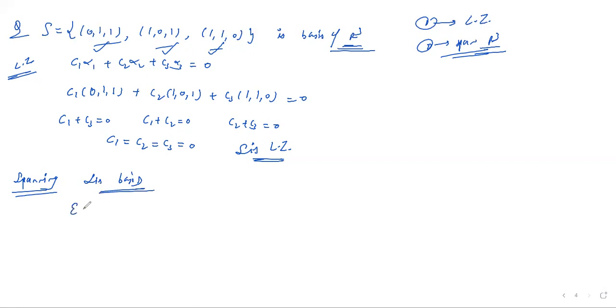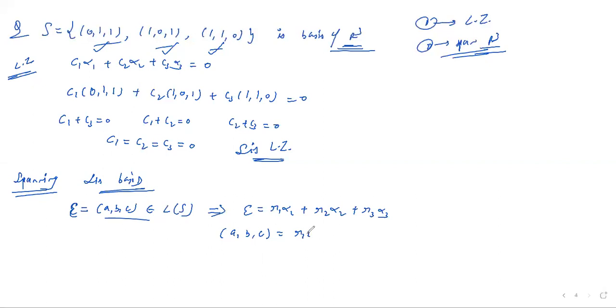Let me take a vector E which is (a, b, c), which belongs to the vector space, sorry, here the vector space is R cube, and this vector is spanned by the set S. So it can be written as a linear combination, E equals R1 alpha 1 plus R2 alpha 2 plus R3 alpha 3, for scalars Ri, where E is (a, b, c), and this is R1 (0, 1, 1) plus R2 (1, 0, 1) plus R3 (1, 1, 0).